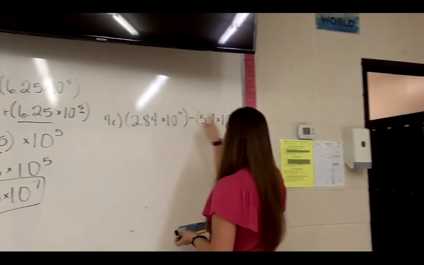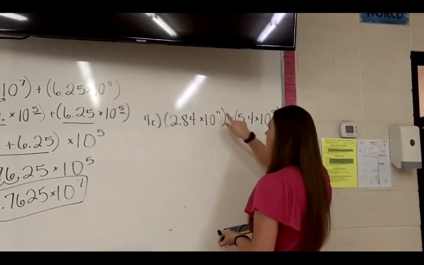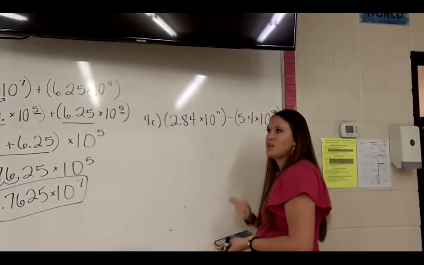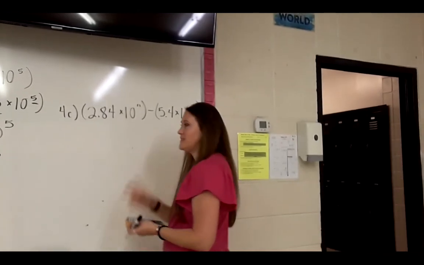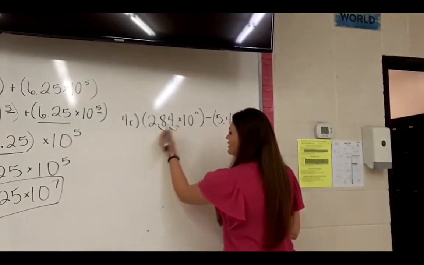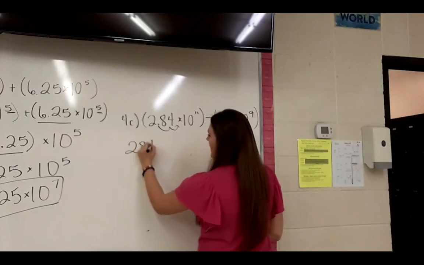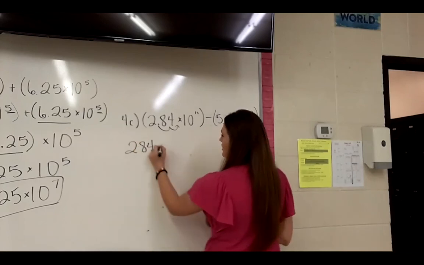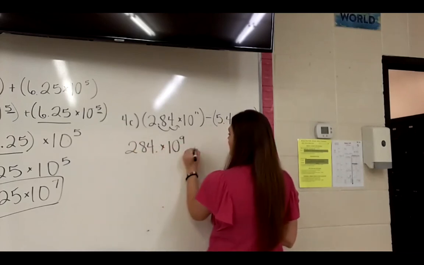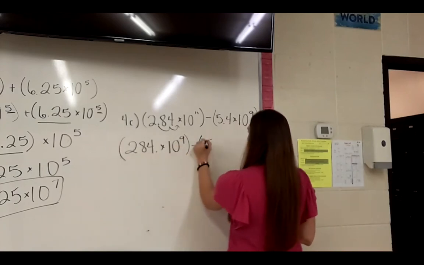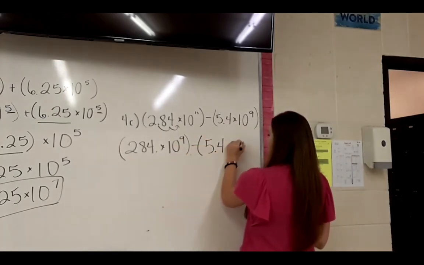Okay, on 4C, same type of problem, but now we are subtracting. So again, they have to have the same exponent. I have 11 and 9. So we're going to change this 11 to a 9. So that's 10, 9, 2 places. So I'm undoing 2 place values. So I have 284. Your decimal's here, but you don't have to put it for that. It's now times 10 to the 9th power minus the other one.